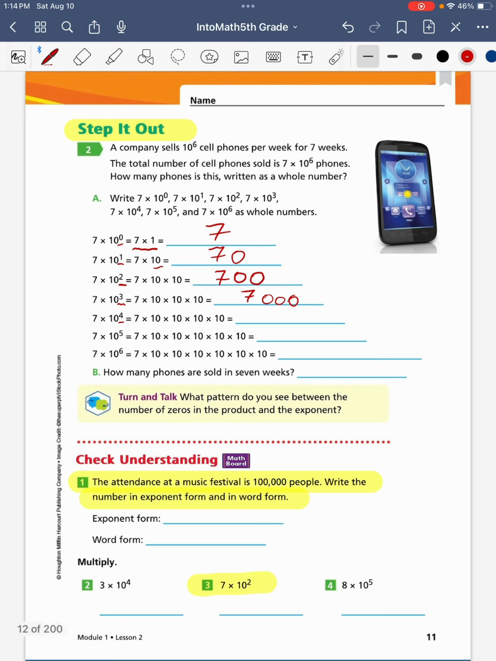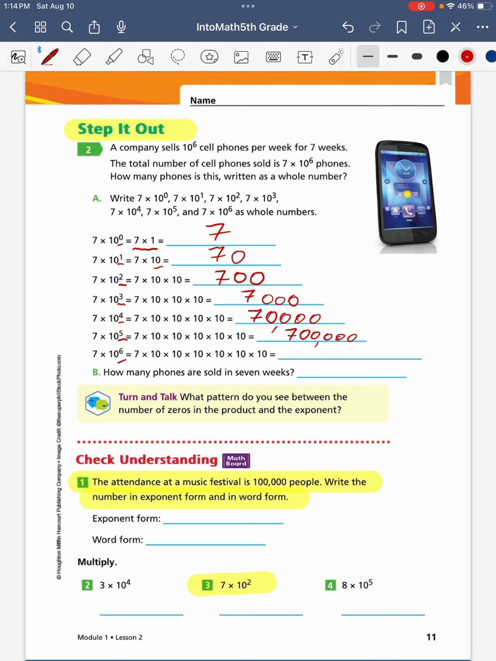In 7 times 10 to the fourth power, I have 4 zeros, so I'm going to write 4 zeros and put my 7 in the front. This gives me a product of 70,000. Next step, 7 times 10 to the fifth power. That 5 tells me I have 5 zeros, and I multiply 7 times 1 to give me a total of 700,000.